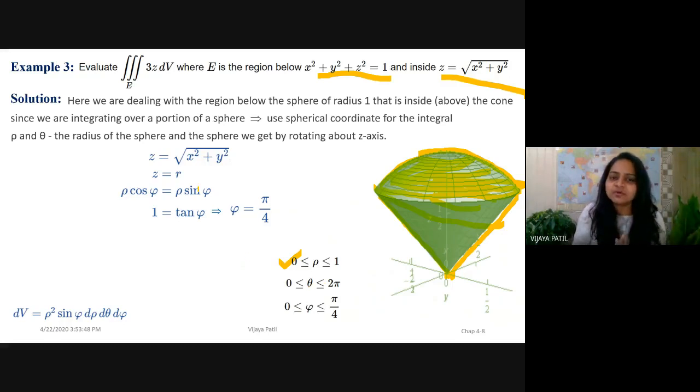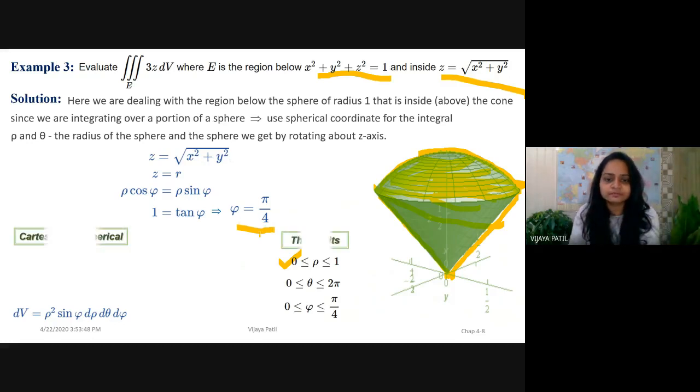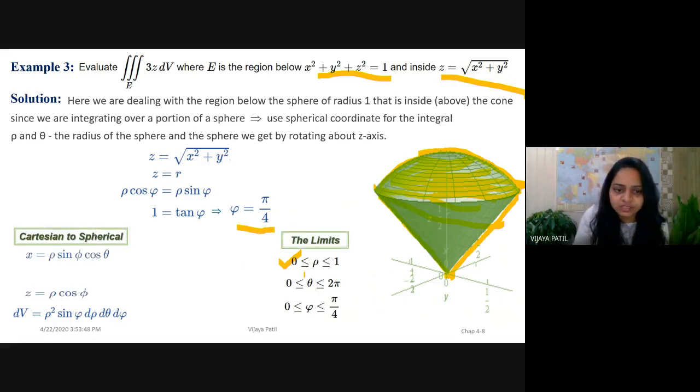What about phi? As I told you in example number 1, there are 2 ways: either directly from the equation of the cone, or from the intersection between the sphere and the cone, we can find phi. Similarly, we have got it by the second way. This phi is equal to pi by 4. So we have got the limits: 0 to 1 for rho, 0 to 2 pi for theta, and 0 to pi by 4 for phi.